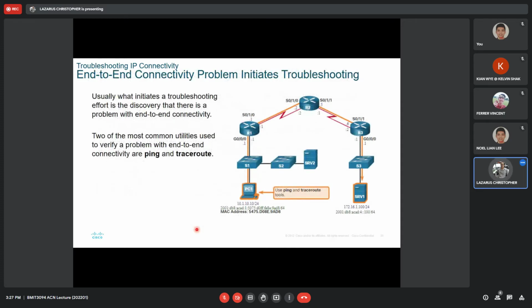Okay, so let's see. Usually what initiates a troubleshooting effort is discovery that you have an end-to-end problem in connectivity. End-to-end simply means from source host to destination host. There are two tools that you can use. Ping, you can ping direct to the destination first. Let's say you want to access a server, so you can ping from PC1 to the server. And if there's no reply, you can use ping before you try traceroute, ping to your own gateway.